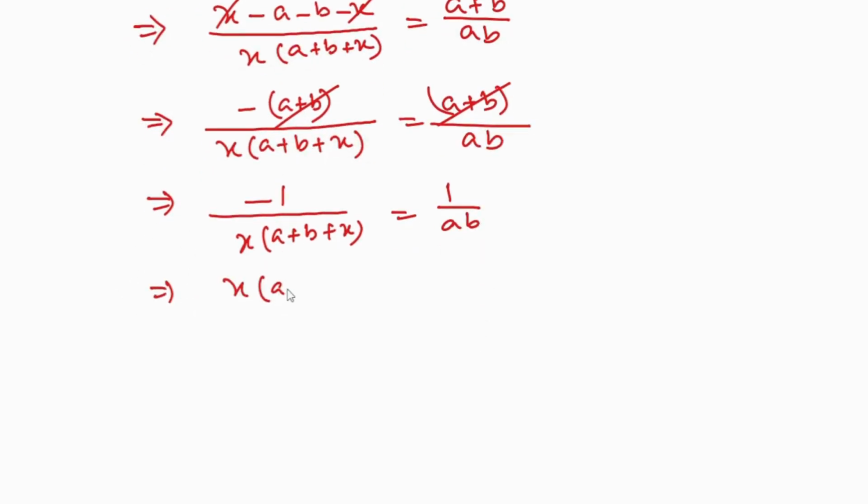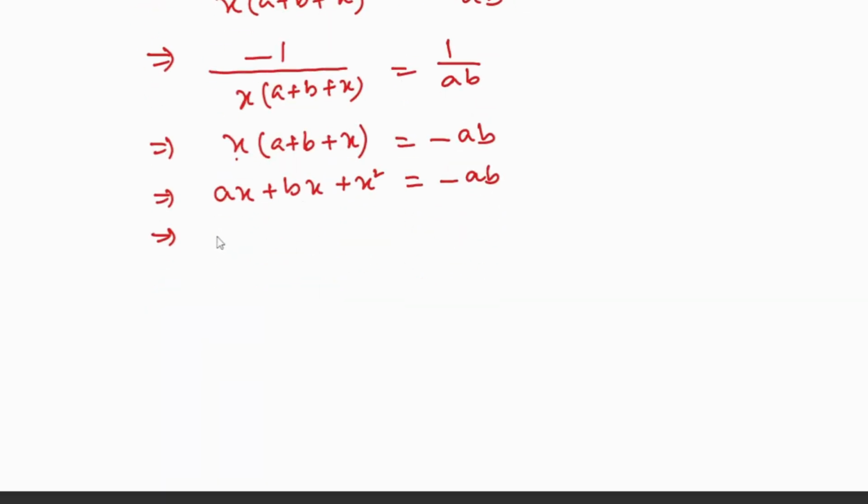After cross multiplication, what we get? x(a+b+x) = -ab. After removing the brackets, we get ax + bx + x² = -ab. Now arranging, we can write x² + ax + bx + ab = 0, after transferring the right hand side to the left, it becomes plus ab.